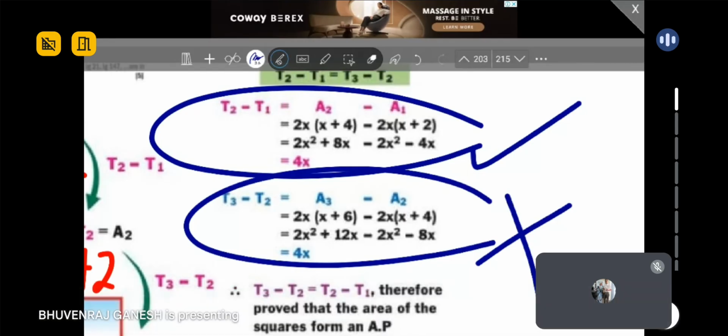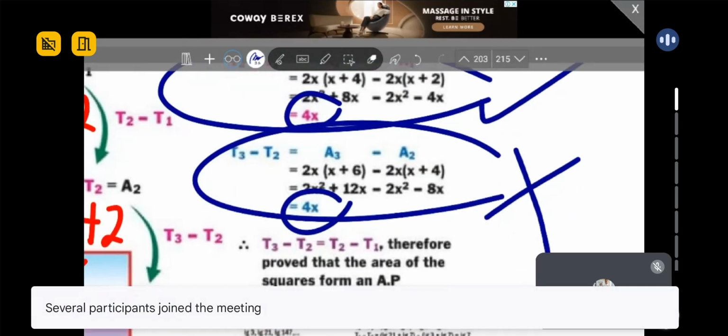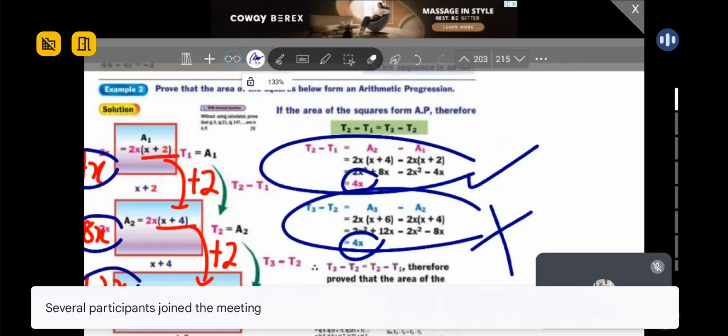Kamu nampak satu pola yang berulang. 4x, 4x. Jangan satu kali. At least 2 kali. Alright? So, yeah. This is how you solve it.